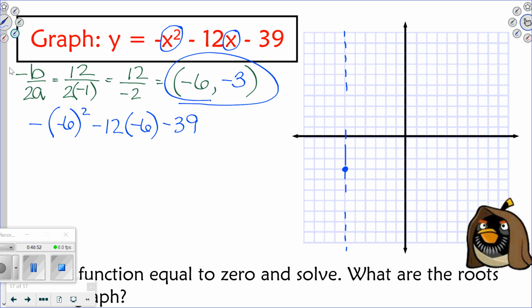All right, so then XY table. All right, this was negative 6. So I'm going to plug in what? Good, negative 5, negative 4. All right, so going back, again, be careful with that negative sitting out in front. So negative 5 squared. Then minus 12 times negative 5, minus 39. I got negative 4 as well.